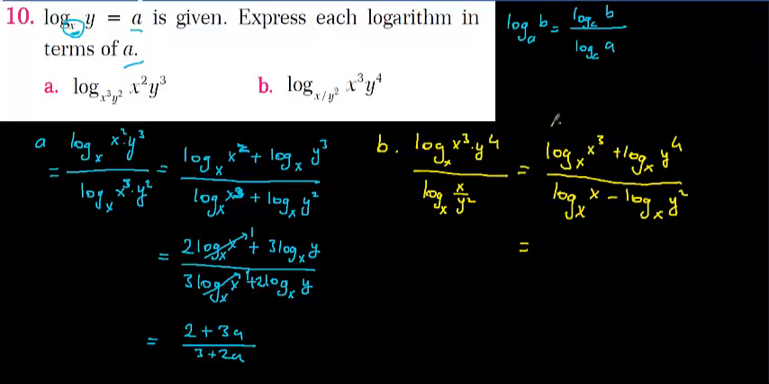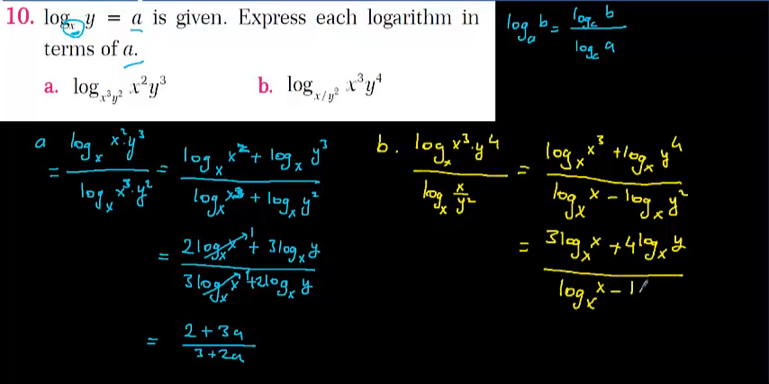You are going to bring the powers in front as coefficients: 3 logarithm x of x plus 4 logarithm x of y over logarithm x of x minus 2 logarithm x of y. Here the logarithm x of x terms are equal to 1, we know, so the solution is going to be 3 plus 4a over 1 minus 2a.